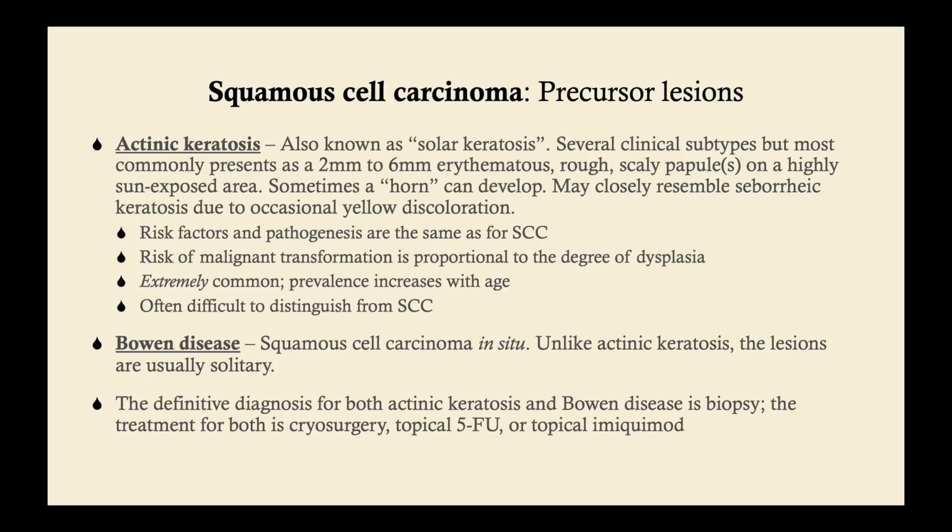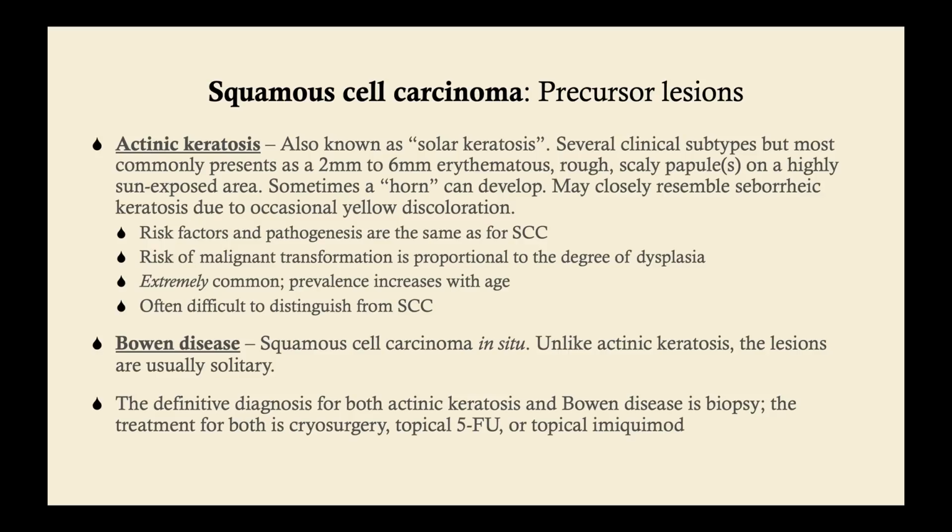Okay, I'll show you some pictures of actinic keratosis in a little bit. Another one is Bowen disease. This is squamous cell carcinoma in situ. And unlike actinic keratosis, the lesions are usually solitary. So this looks like a squamous cell carcinoma, and you really don't know until you get the biopsy and then you find that there's no invasion of the basement membrane, that this is just localized to the epidermis.